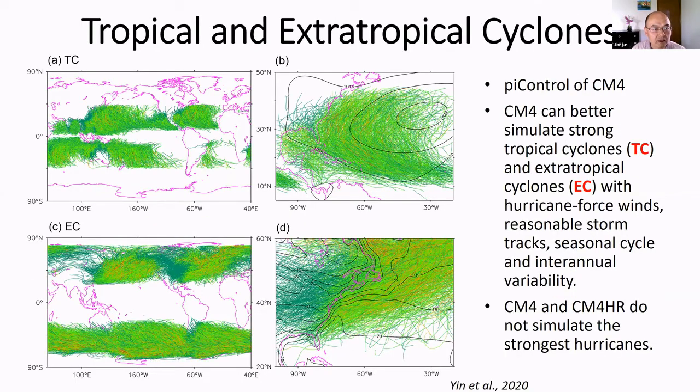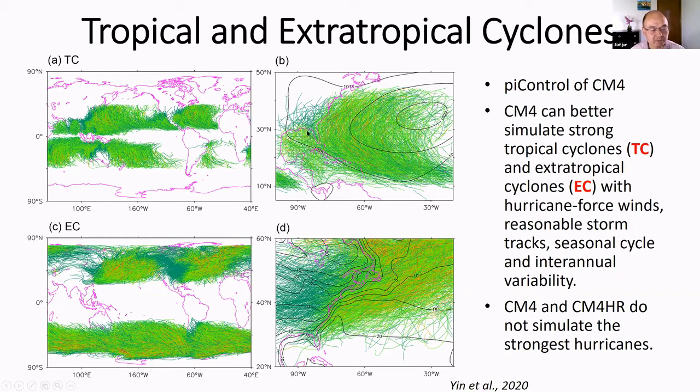So this is simulations of tropical cyclone TC and extratropical cyclone EC in the CM4 control simulation. Panel A shows the global map of the storm track of tropical cyclones. B shows the storm track over North Atlantic. The contour is the subtropical high during summertime. So you can see the storm is better simulated due to the updated physics.